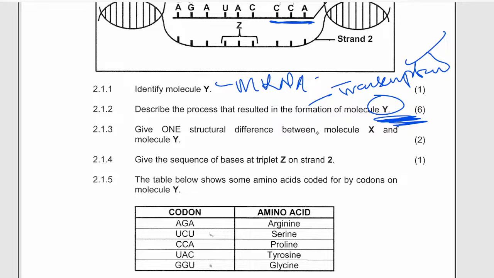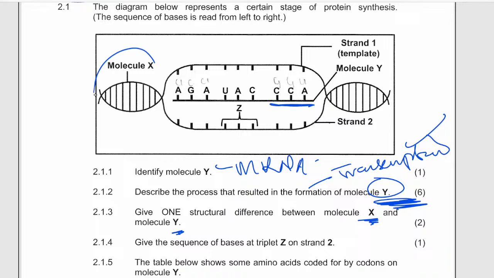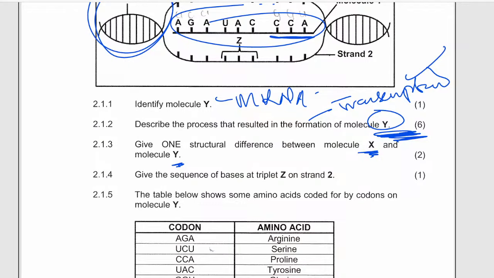Give one structural difference between molecule X and molecule Y. Molecule X, where's molecule X? Oh, they are looking at the difference between DNA molecule and RNA molecule. That's what they are looking for. They are saying structure, something which is structure. For example, it's double-stranded, it's single-stranded. It has thymine, it has uracil. Those are differences between DNA and RNA. As long as it is not functional. You understand? What that DNA carries genetic information, RNA carries coded information. As long as it is structure, what you see, what it is made up of, then they will give you a mark. Yes.